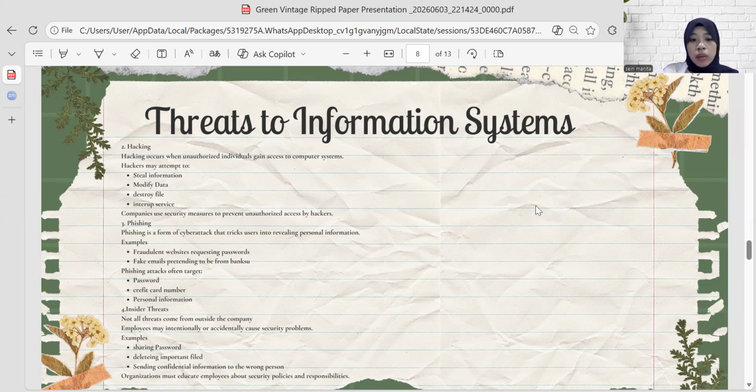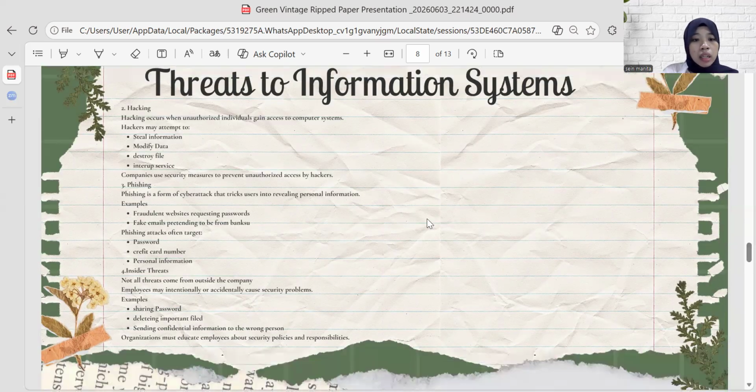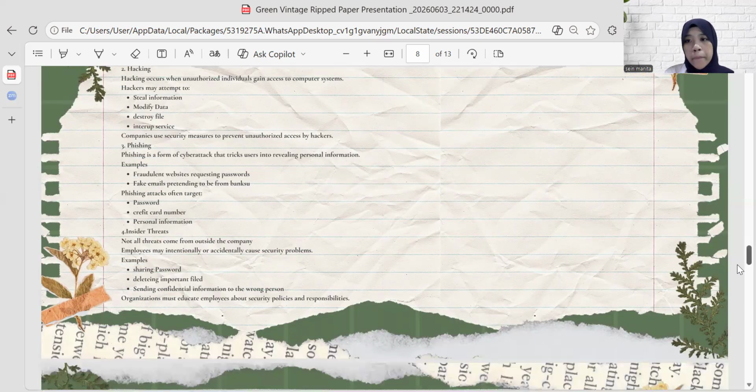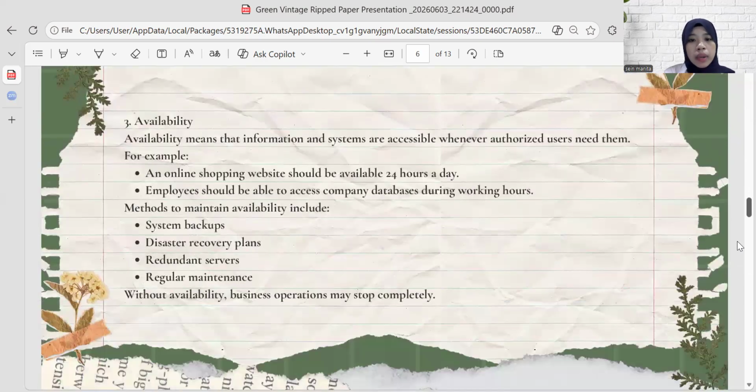And number 4 is insider threat. Not all threats come from outside the company. An employee may intentionally or accidentally cause a security problem. Examples: sharing passwords, deleting important files, sending confidential information to the wrong person. An organization must educate employees about the security policy and responsibility. So that's all about the threats to the information system.